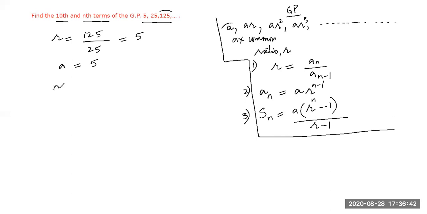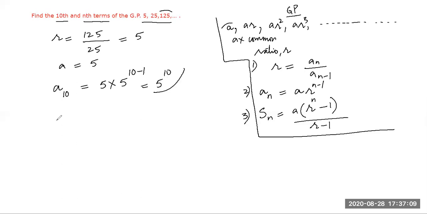The 10th term we will represent as A10. Yes, student, what will it be? A10, please tell me. 5 into 5 raised to power 9. 5 into 5 raised to power n minus 1, and n is the total number, which term is it, minus 1. So it will be 5 raised to power 10 is the answer.